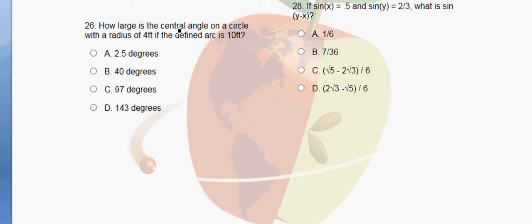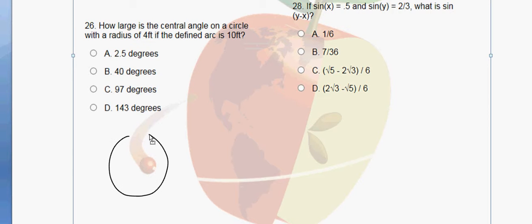Question 26 asks us, how large is the central angle on a circle with a radius of 4 feet if the defined arc is 10 feet? Okay, so we're picturing our circle. We know that the radius is 4 feet, and the arc on there is 10 feet long.